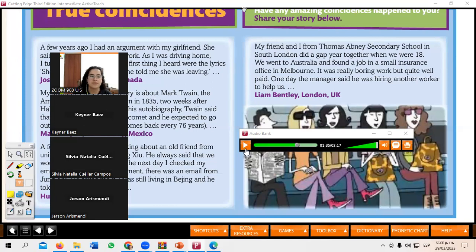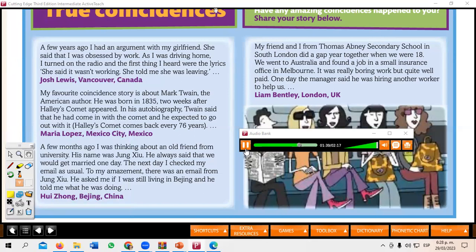My friend and I from Thomas Abney Secondary School in South London did a gap year together when we were 18. We went to Australia and found a job in a small insurance office in Melbourne. It was really boring work, but quite well paid. One day, the manager said he was hiring another worker to help us. The next day, a guy of about 20 walked into the office. He looked familiar. We asked him where he was from, and he told us he was from South London. Then we asked him which school he'd gone to, and he said Thomas Abney. We were so surprised. He'd been in the class 2 years above us.